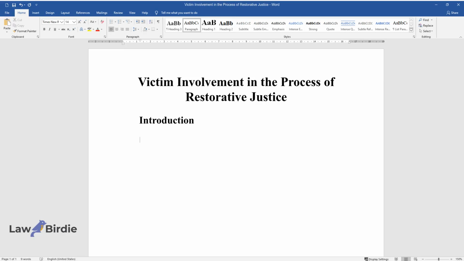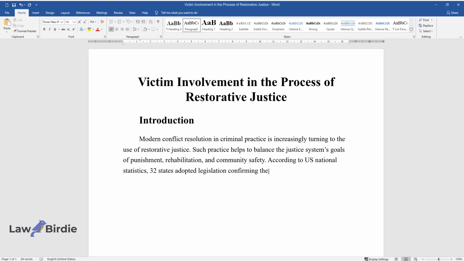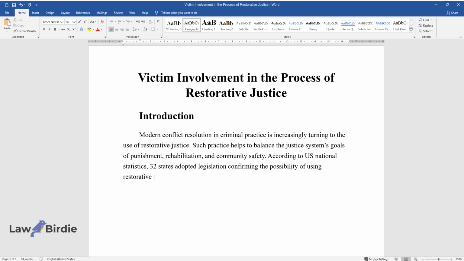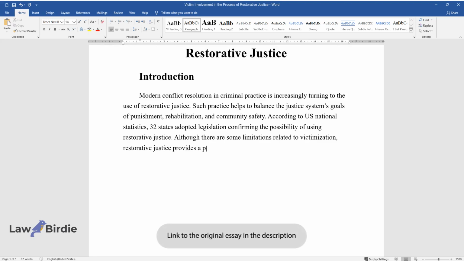Introduction. Modern conflict resolution in criminal practice is increasingly turning to the use of restorative justice. Such practice helps to balance the justice system's goals of punishment, rehabilitation, and community safety. According to U.S. national statistics, 32 states adopted legislation confirming the possibility of using restorative justice. Although there are some limitations related to victimization, restorative justice provides a promising alternative to regular retributive justice.